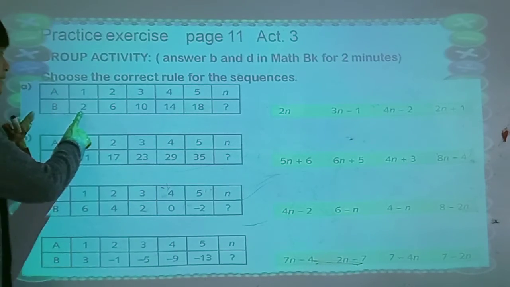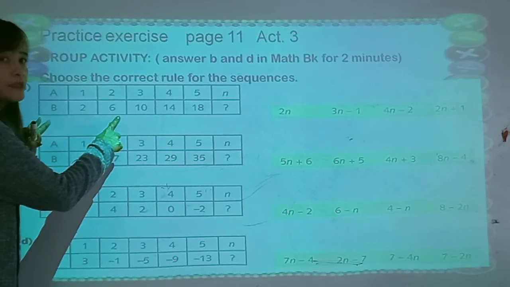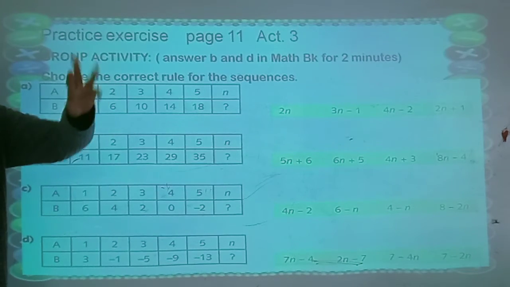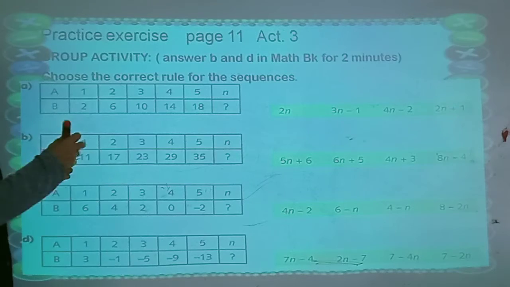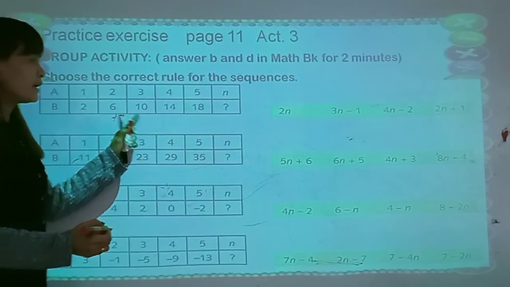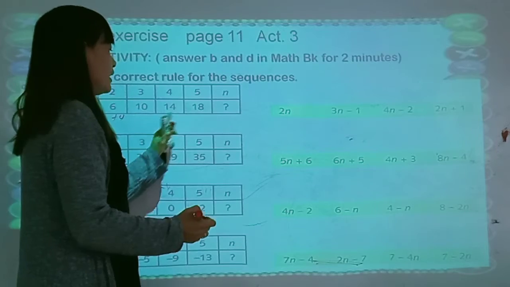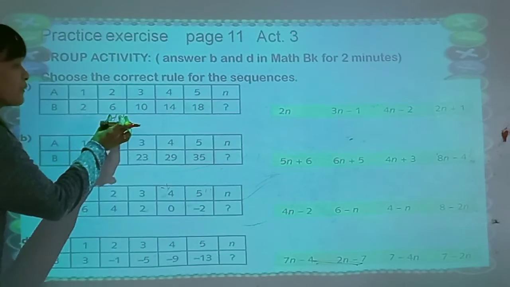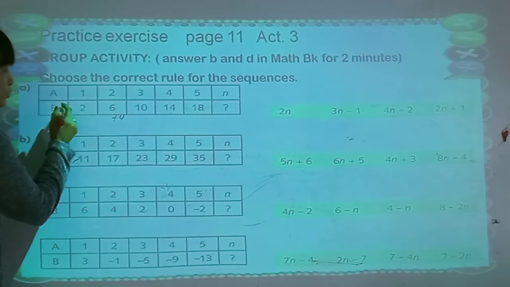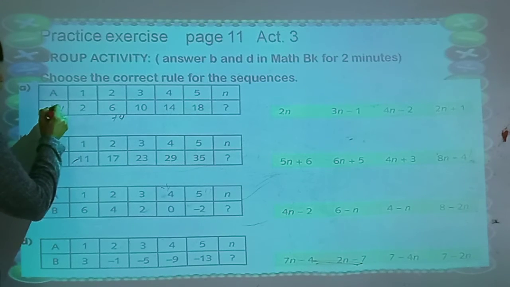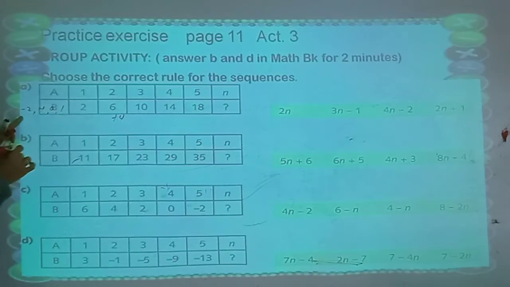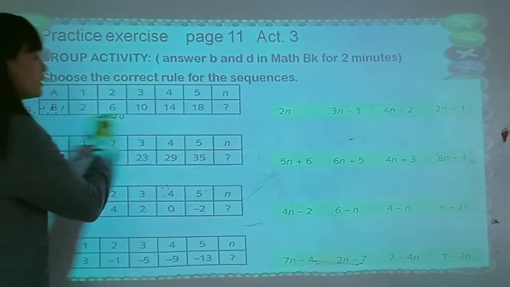Class, as you can see, this is 2 and then becomes 6. So what is the rule? 2, 3, 4, 5, 6. Very good, we need to add plus 4. 6 plus 4 is 10, 10 plus 4 is 14. Since this is 4, the previous number, if this is 2, is 1, 0, negative 1, and then negative 2. This is negative 2.